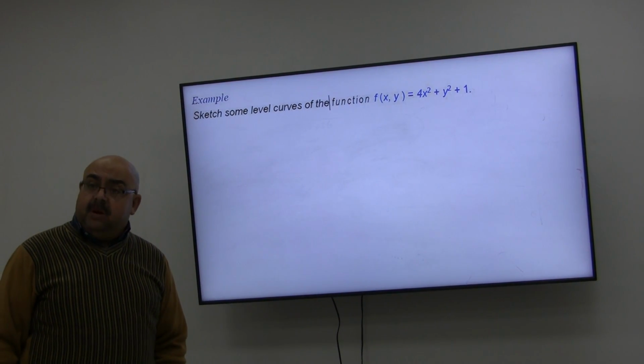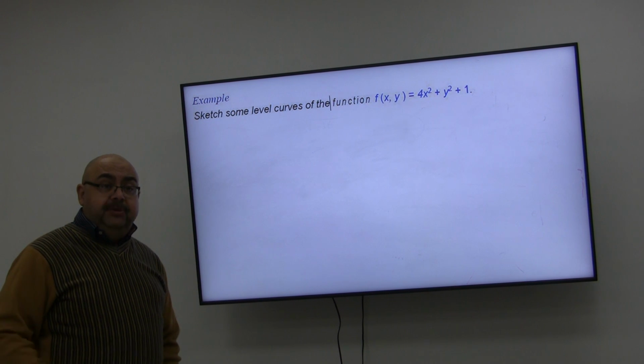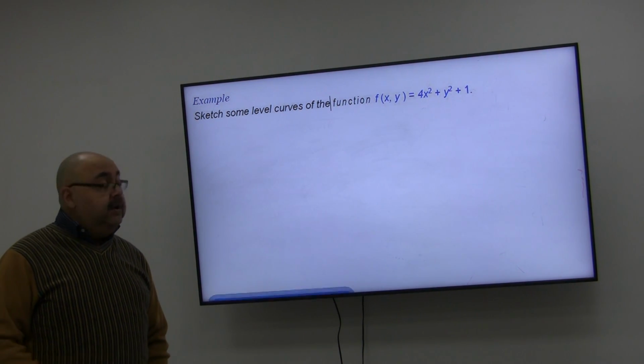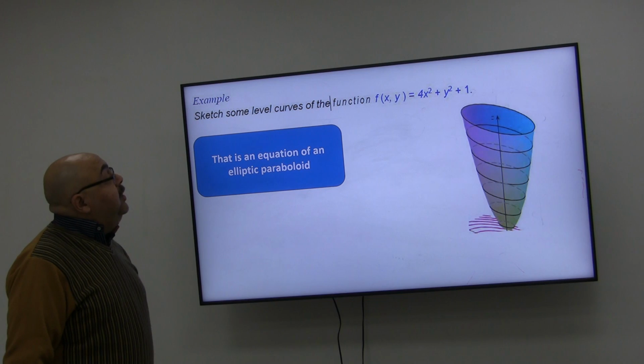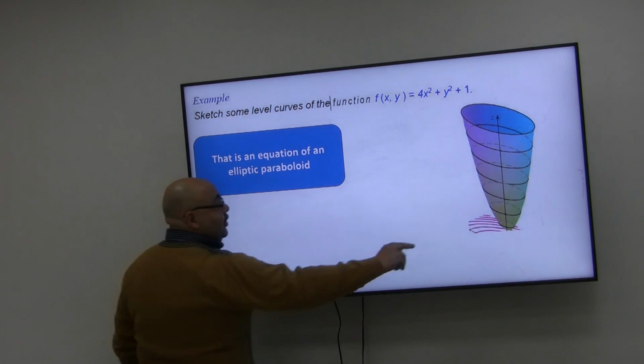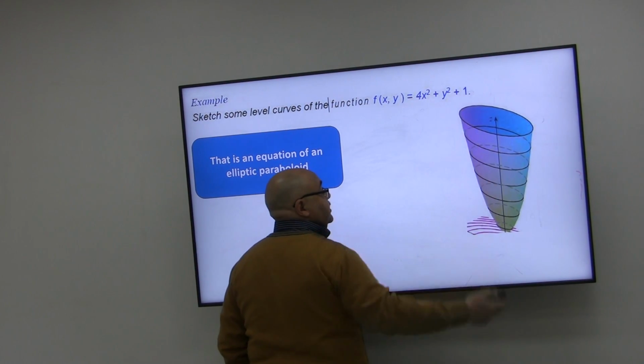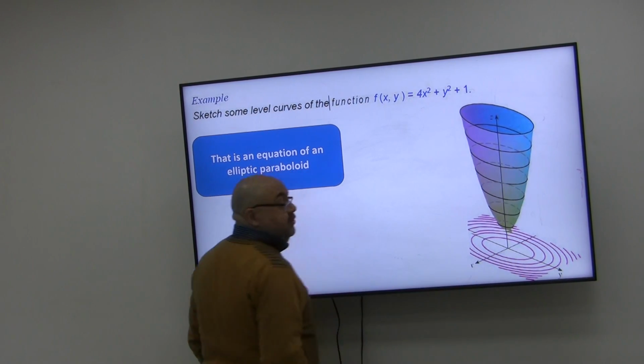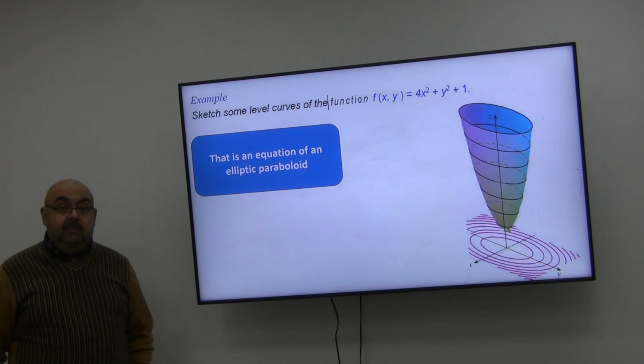Of course, it's a paraboloid, and it's looking upward. It's an elliptic one, not a circular one. So that's the shape of the equation. Those are the curves, the level curves. So the shape will be like this if you look at it from above.